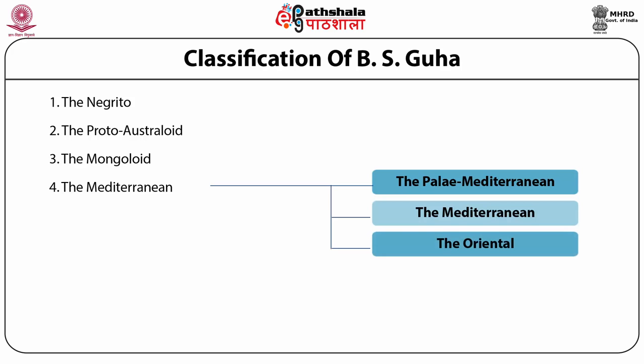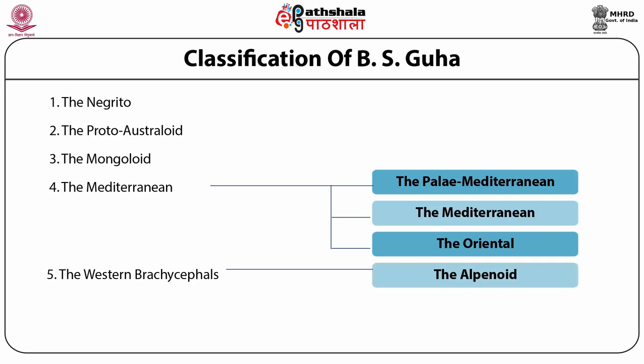Next is the Oriental. They closely resemble the Mediterranean in almost all the characters except the nose, which is long and convex in the former. Fifth type is the Western Brachycephaly. They have been divided into three types: the Alpinoids, characterized by broad head with round occiput, prominent nose, medium stature, round face, skin color is light, hair on the face and body is abundant, body is thickly set.